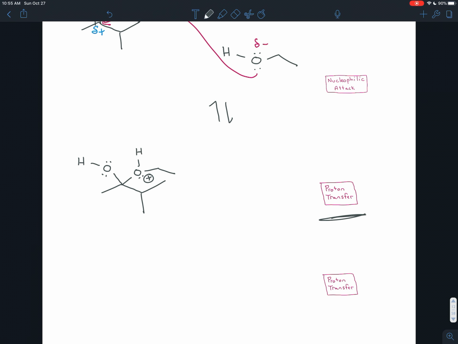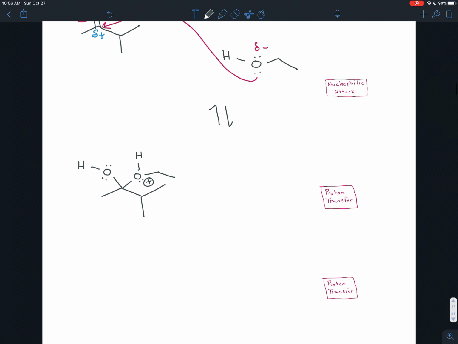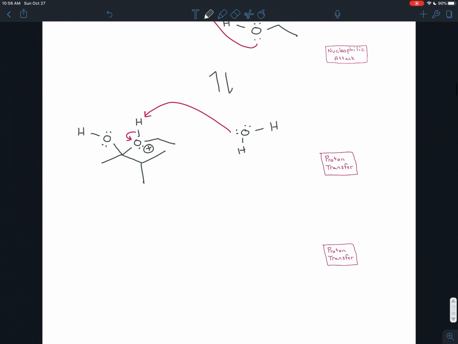We can do that with a proton transfer. We can take the water that we made, and that can come back and act as a base. The slightly negative oxygen in the water can steal the hydrogen, the slightly positive hydrogen here, and the electrons can snap onto the oxygen to stabilize the positive charge. And that gives us our hemiacetal.